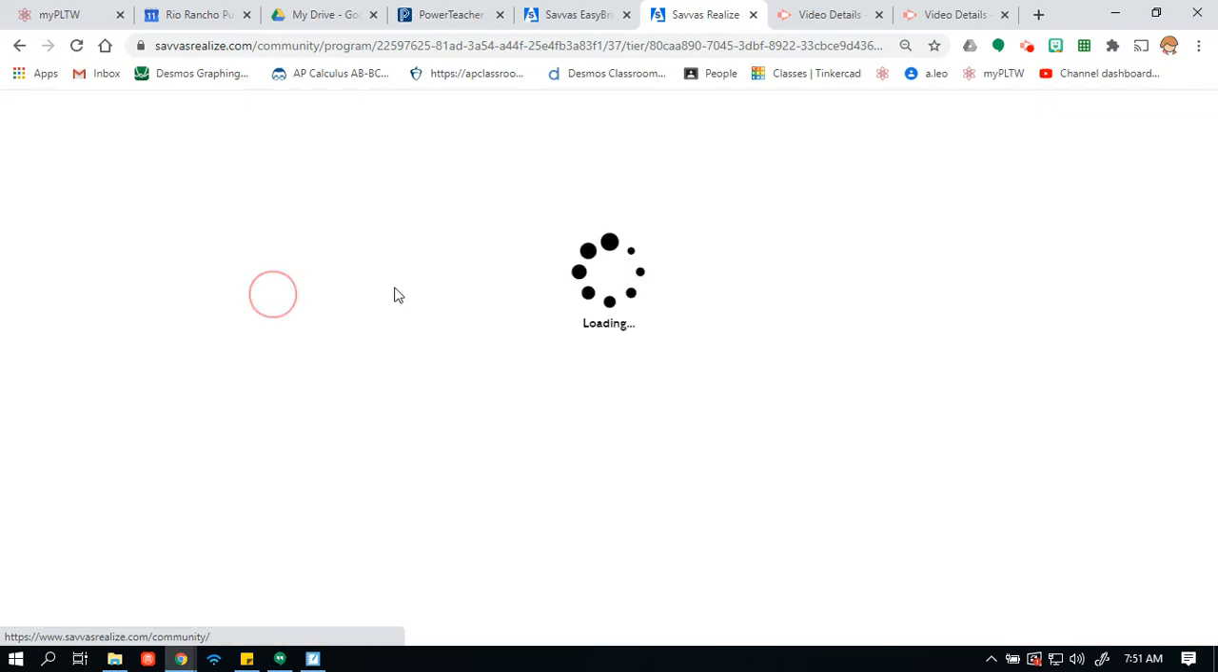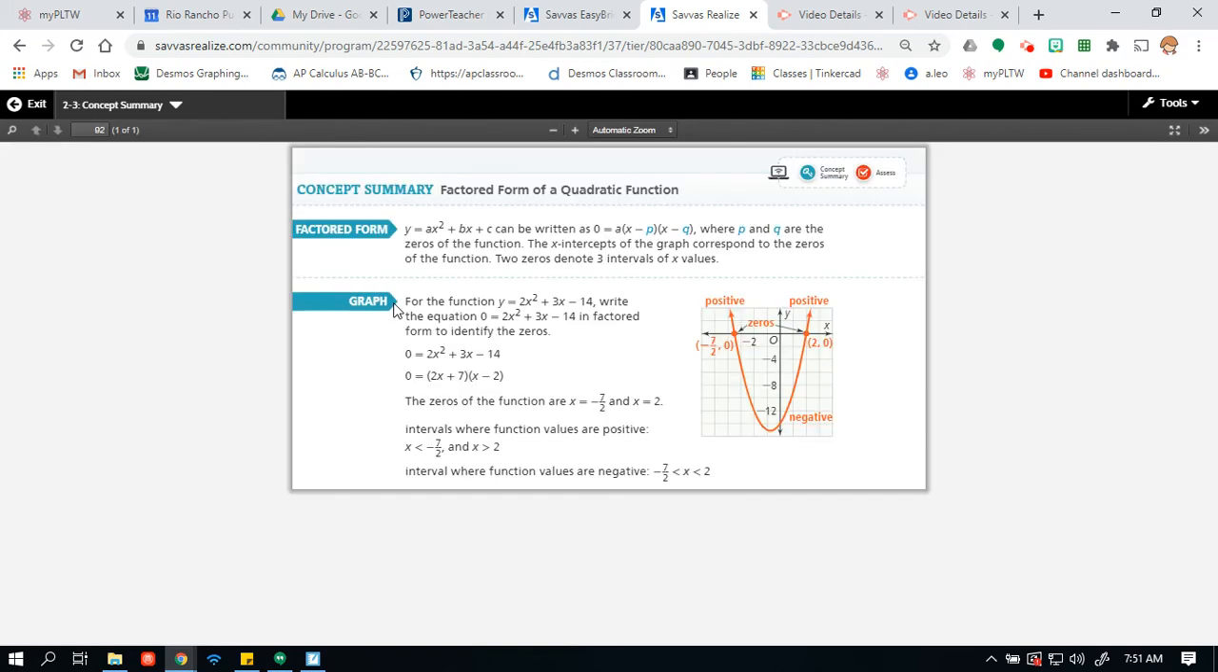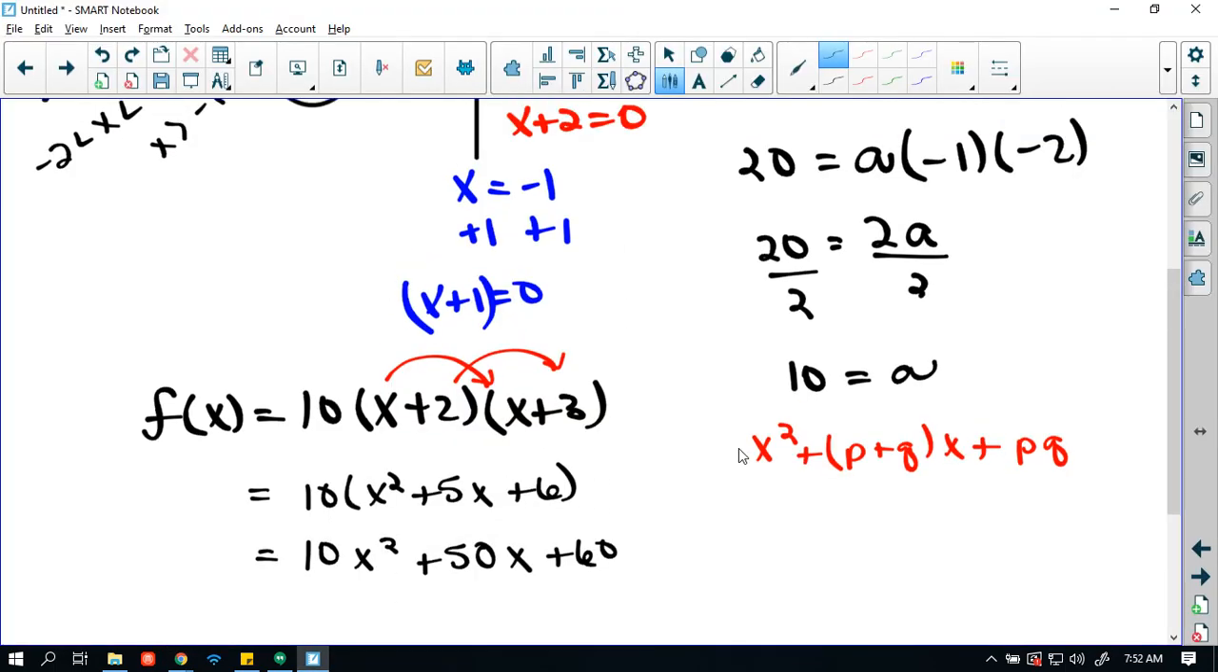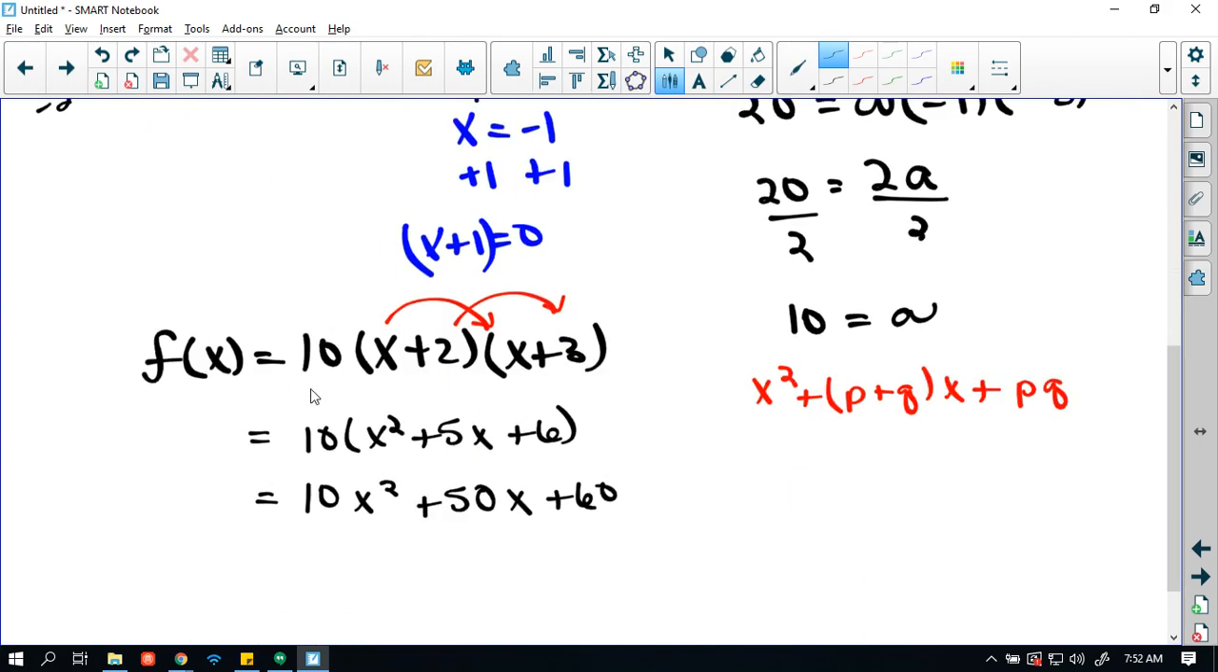But there is a concept summary. I did add this. And basically, it's going over everything that we went through in this chapter, what factored form is, what the graph looks like, how you could find the zeros from the graph. And we did find factored form from a graph. So this is a second way of basically factoring your equation.